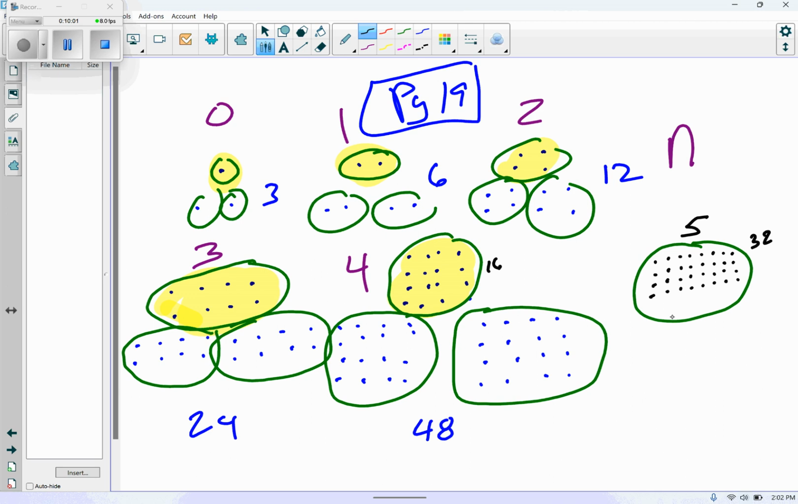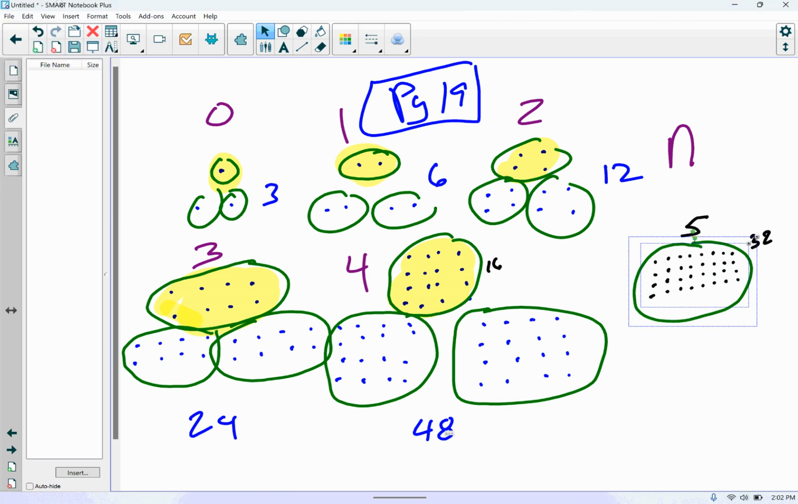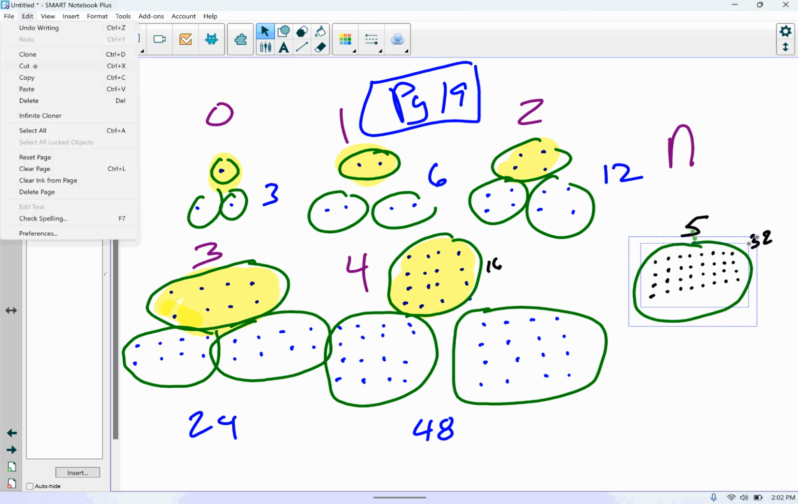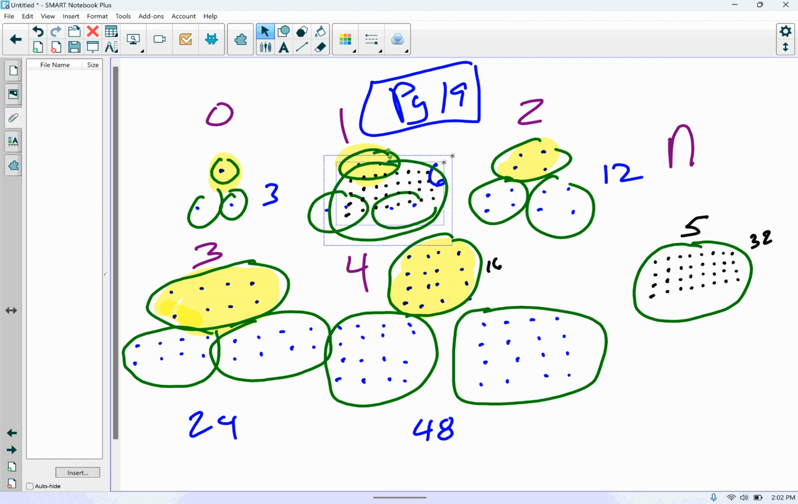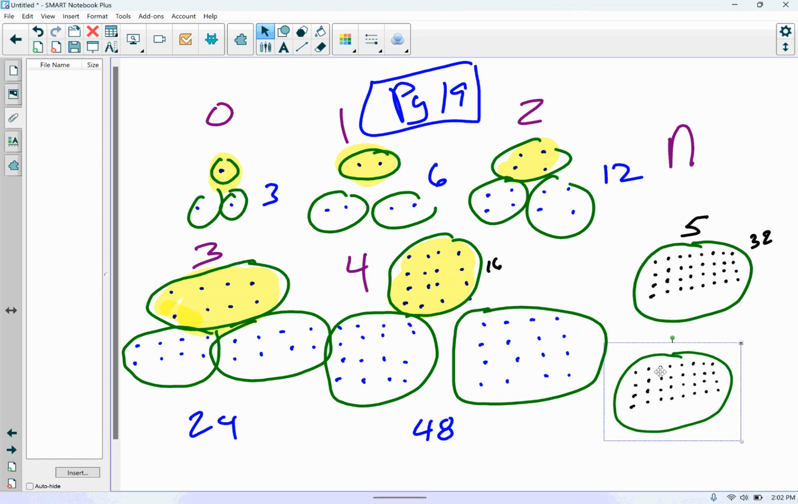This would also happen. Let's see. Can I do this? I'm curious if I can do this. Let's see if this is going to work. We're trying something. Paste. Okay, let's move that down here. Let's do another paste. Paste. I'm trying to squeeze it in.